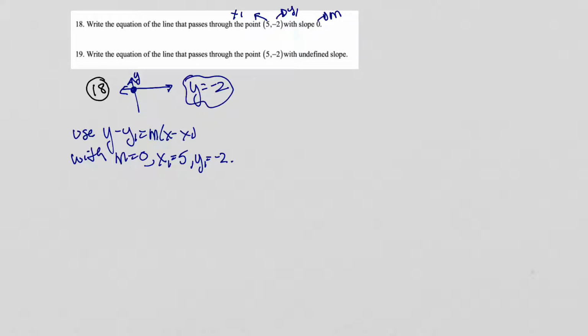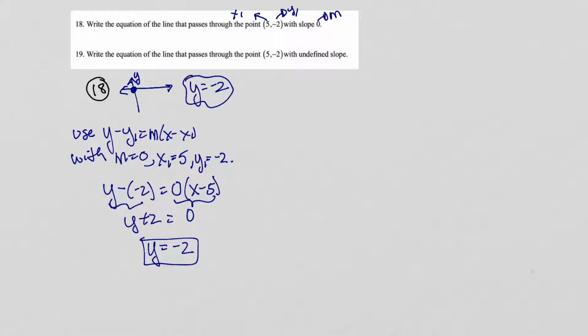Let's substitute these values into that template. So we will get y minus y1. Now y1 is negative 2, so remember it's a negative we got here. y minus negative 2 equals m, which is 0, times x minus x1, and x1 is 5. But 0 times any number is 0. So over here, we're going to get y plus 2 equals 0. And if we solve for y, we'll subtract 2, and we'll get y equals negative 2. And that's exactly what we got up here if we were able to see through all these words.